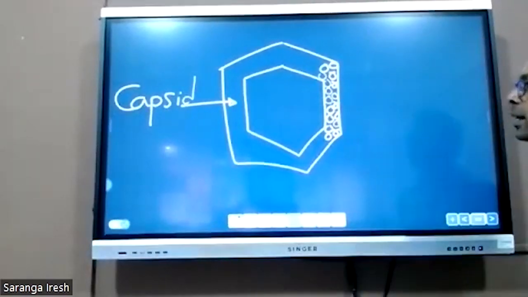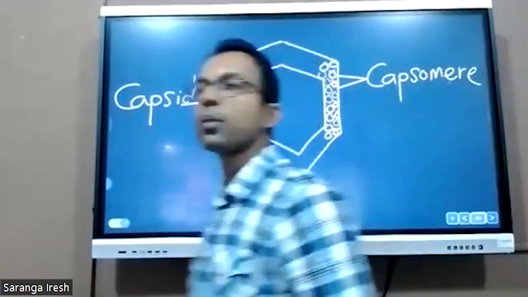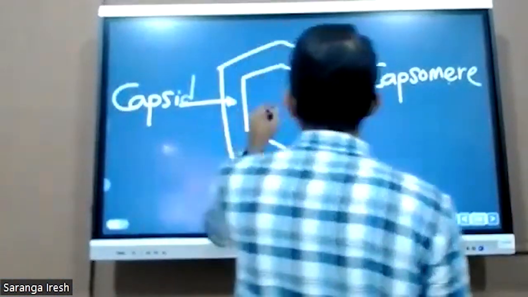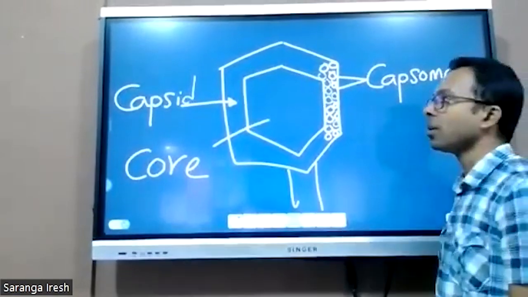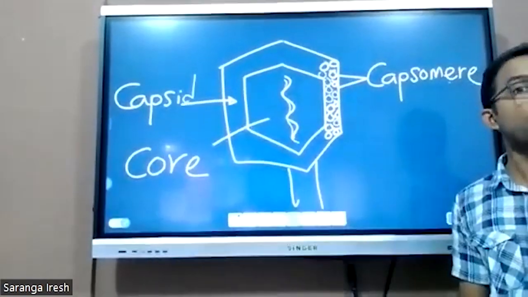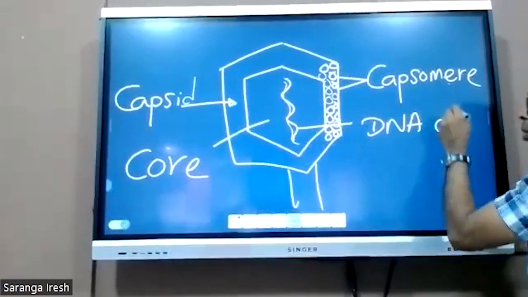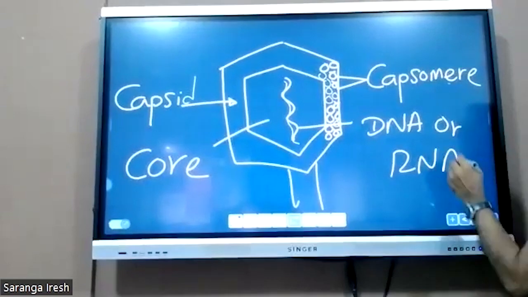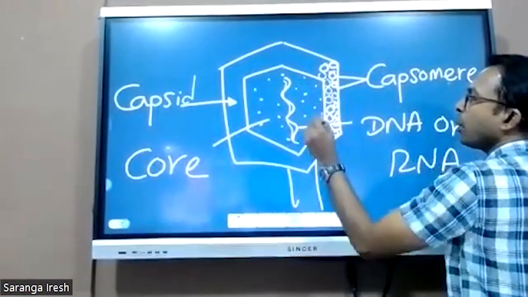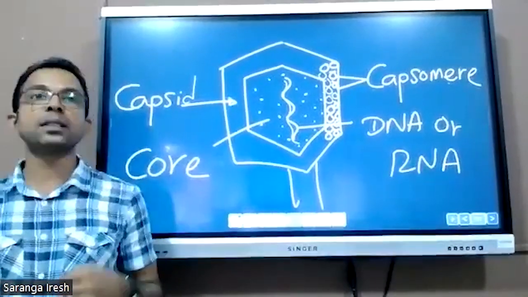So they have a capsid, and this capsid is made up of small protein molecules called capsomeres. Inside the virus, there is a room, which is the core. In the virus core, they have their genetic material, their nucleic acid. Genetic material means they may have a DNA molecule or an RNA molecule, not both. This core is also filled with some enzymes and other important molecules which are needed for the growth of the virus. Example, reverse transcriptase.